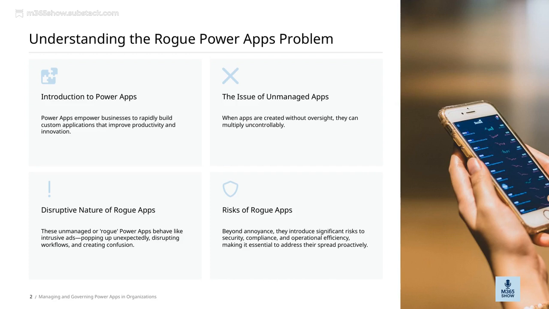When we talk about the risks of rogue apps, what we're really seeing are apps that pop up unexpectedly, kind of like intrusive ads. They disrupt workflows, create confusion among users, and make it harder to maintain control over our systems. These unmanaged or rogue Power Apps tend to behave in unpredictable ways, making it difficult to track or regulate them once they're out there. The disruptive nature of these rogue apps is a big concern. When apps are created without proper oversight, they can multiply uncontrollably, leading to a chaotic environment where managing them becomes nearly impossible.